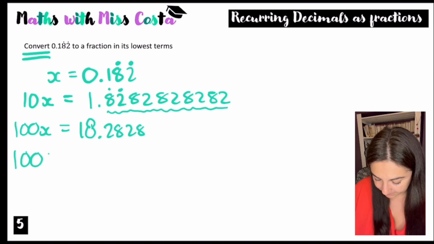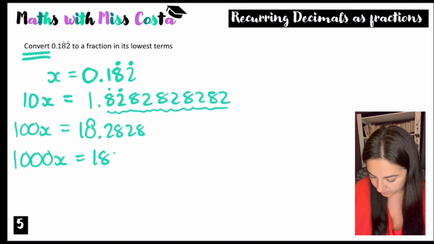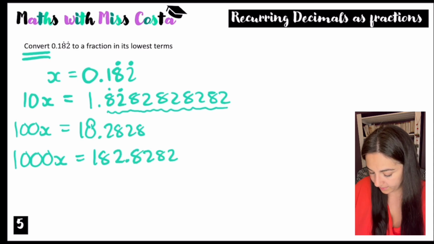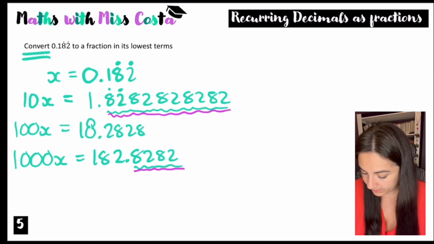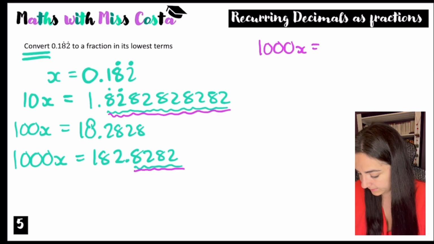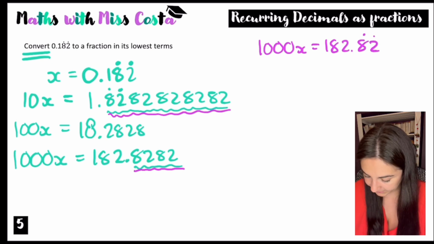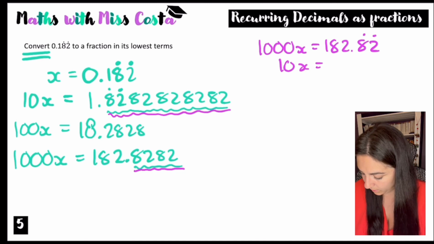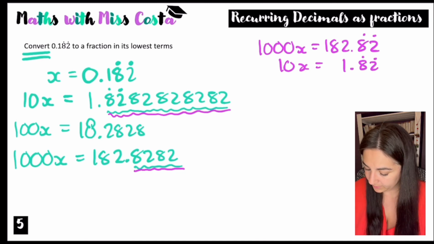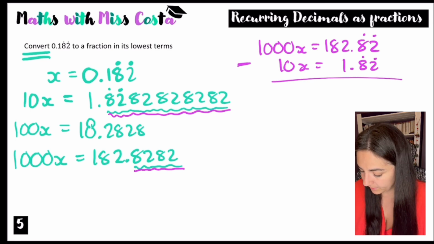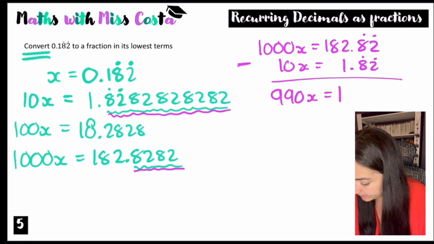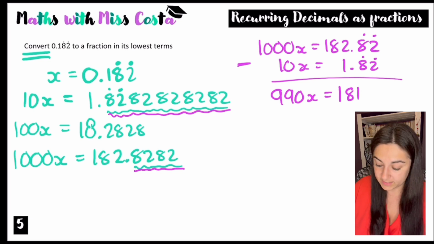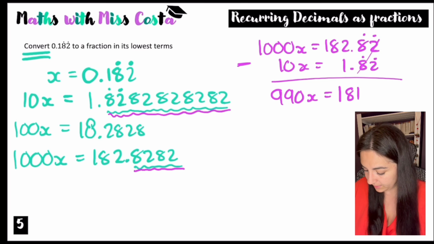So I'm going to try 1000x. It would give me 182.8282 recurring. So there I see that I've got the same digits after the decimal point in the same order. So now I can do something with that. So I've got 1000x, which equals 182.82 recurring. And I've got myself 10x, which is 1.82 recurring. So what I can do is subtract those. So 1000x take away 10x leaves me with 990x, and 182.82 recurring take away this gives me 181. And the reason I've done this is because 0.82 recurring take away 0.82 recurring cancels out. So I'm just left with x must be 181 over 990.